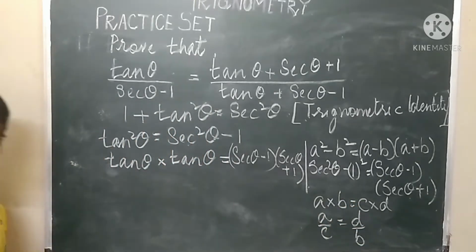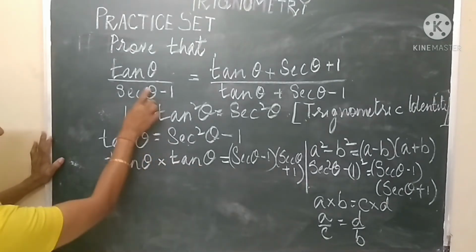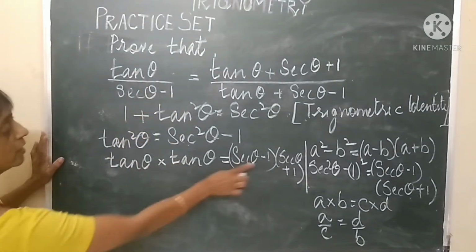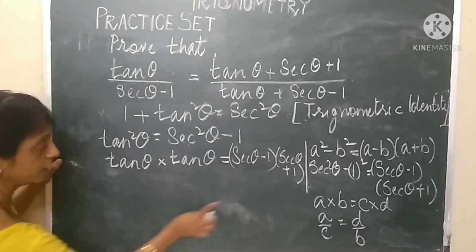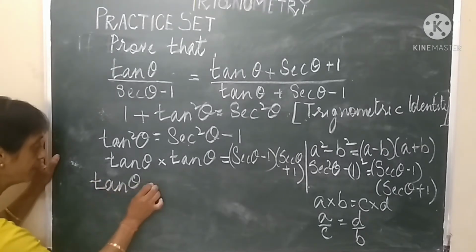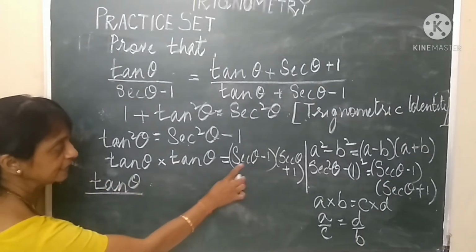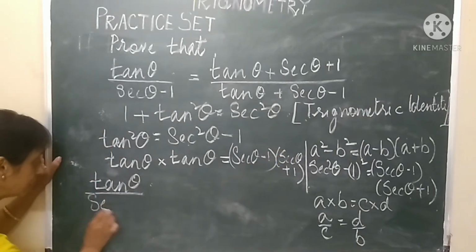Same, let's apply it to this equation. Thus, as we want sec theta minus 1 in the denominator, let's take sec theta minus 1 towards our left hand side. So we are left with tan theta upon sec theta, as it is performing multiplication when it goes on the other side.